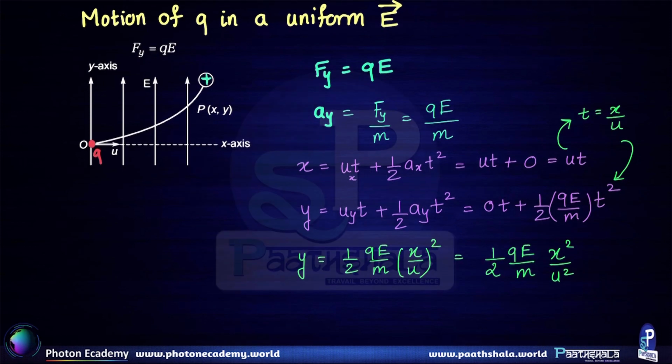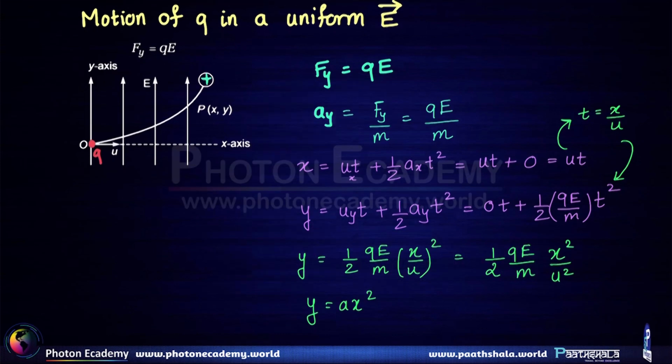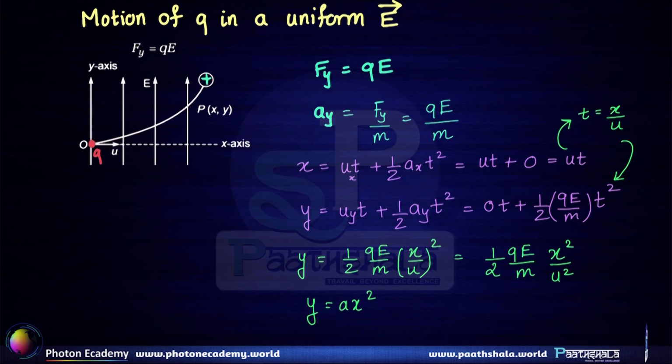So this is of the format y is equal to ax square, which happens to be a parabola. The general parabola y is equal to ax square, assuming a to be positive, which it is in this particular case, opens upwards. So it is concave upwards and can be seen in the diagram. So this is the general parabola. And thus we are able to analyze the motion of a charged particle in a uniform electric field.